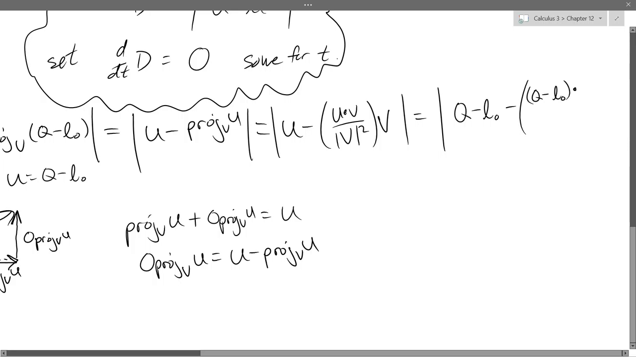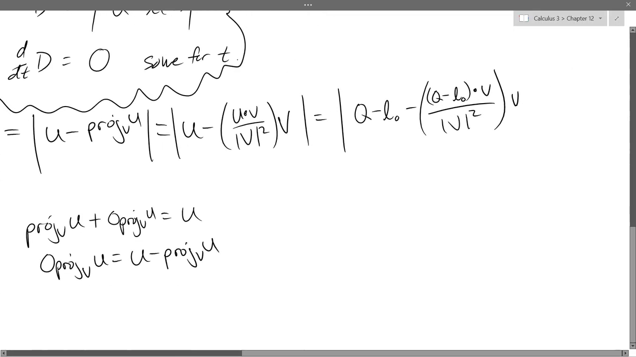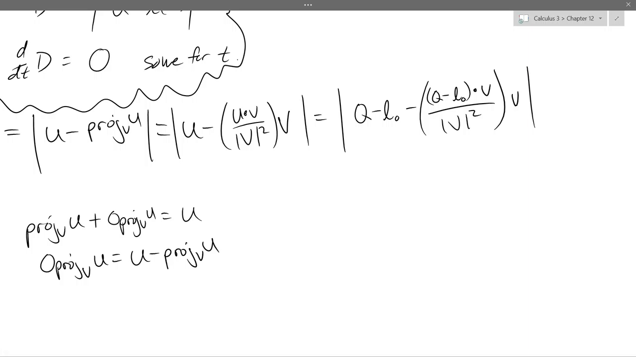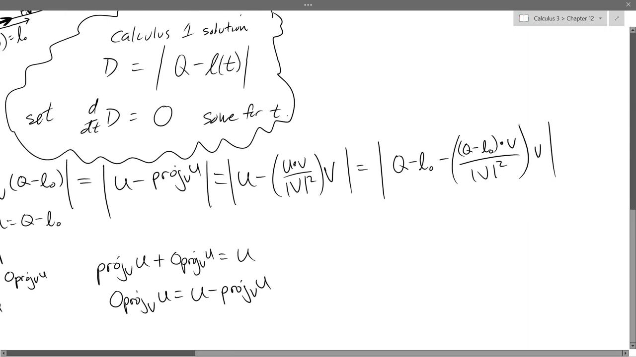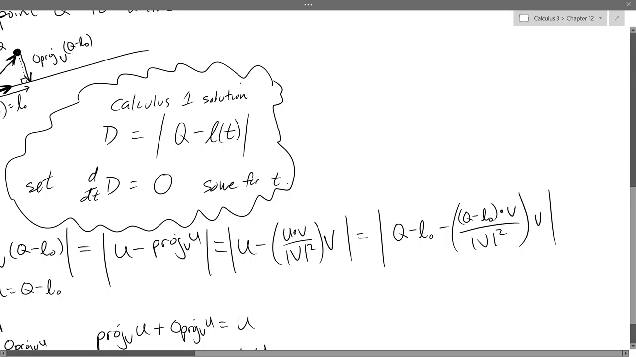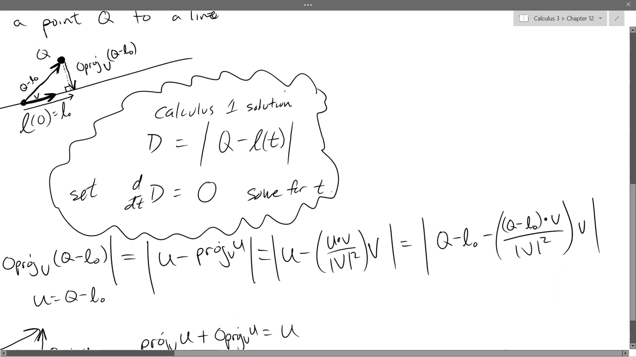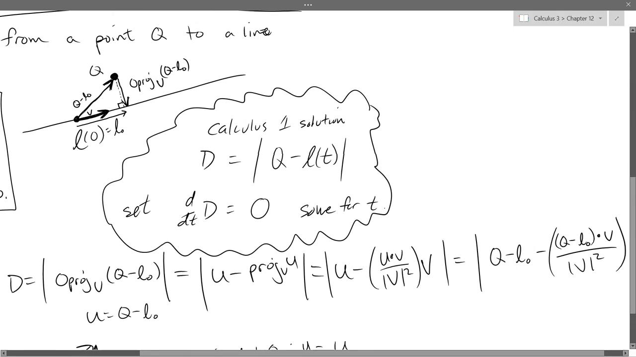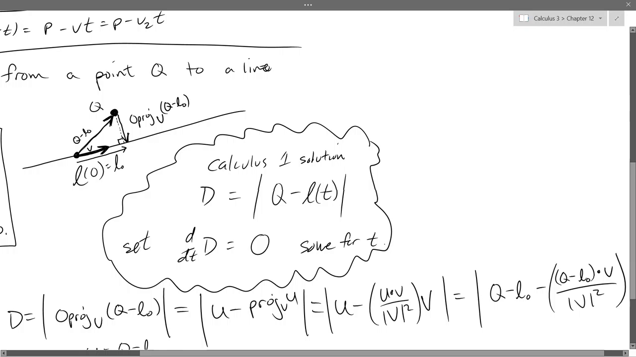So we got Q minus L naught minus Q minus L naught dot product V divided by magnitude V squared times V. That looks pretty ugly. Good news is there's another way.